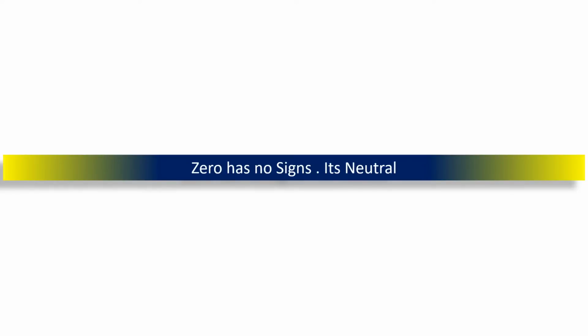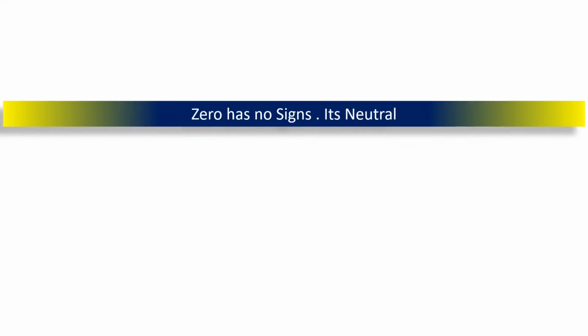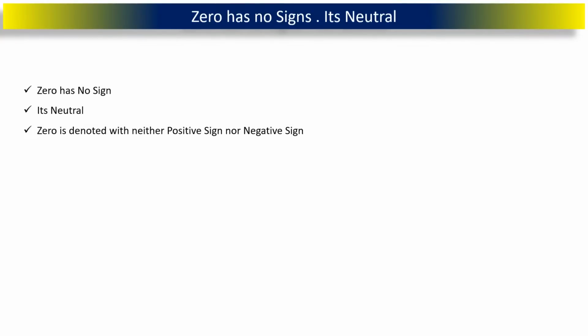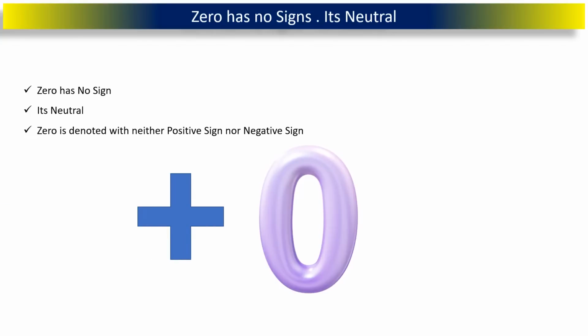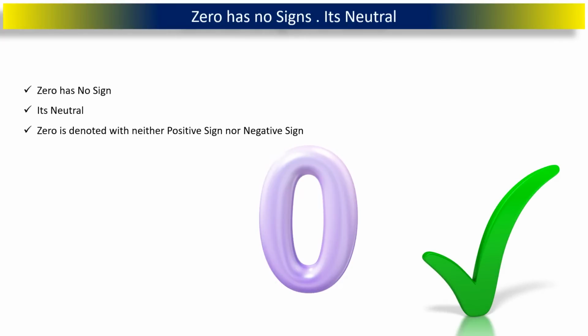Zero has no sign. It's neutral. Zero is not denoted with either a positive sign or a negative sign. It means if you put a plus to 0, it doesn't matter. Also, if you put a minus to 0, it doesn't matter because 0 is sign free. If you put plus 0 or minus 0, you don't have any issue in that. So it's sign free, we can call it. Got it? Good. Let's move on to the next one.